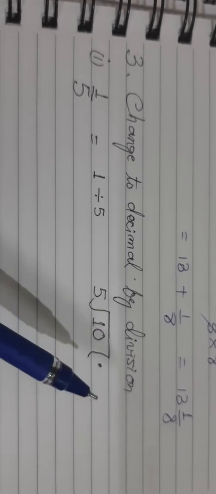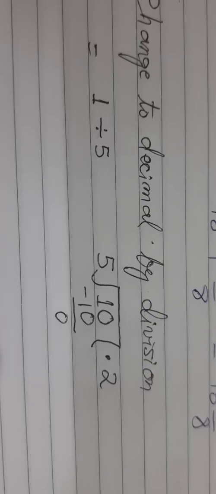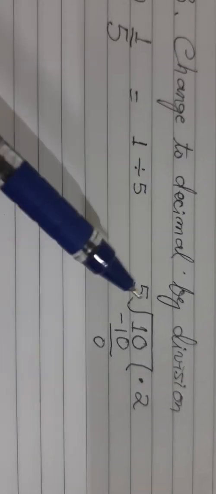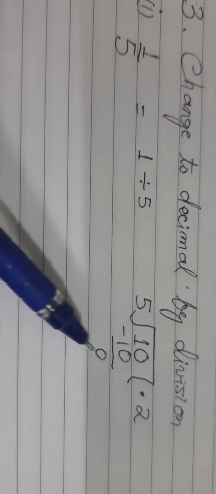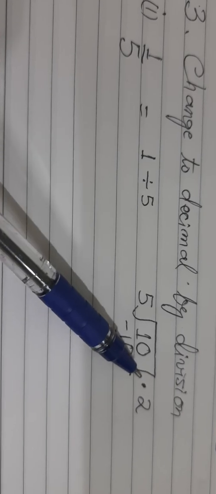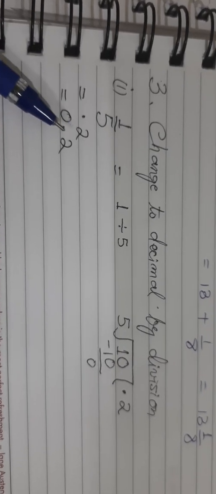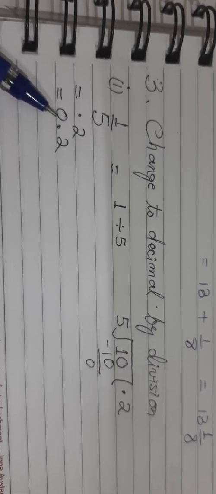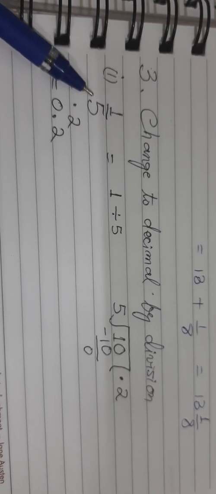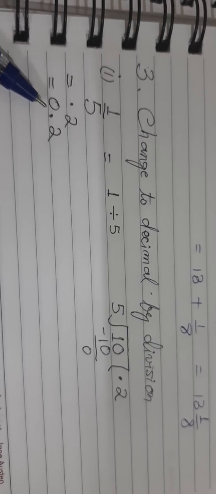So 5, how much is 10? 5 2s are 10. So as you can see, now we put 10. 10 minus 10, 0. Remainder comes 0. So our division stops over here. So our answer is the quotient, 0.2. Our answer is 0.2, and we have a practice of giving a 0 on the left side of the point. So 1 by 5 in fraction can be changed to decimal as 0.2.